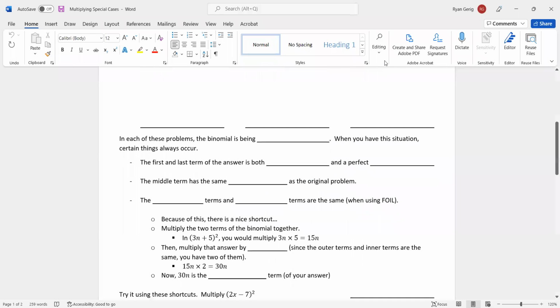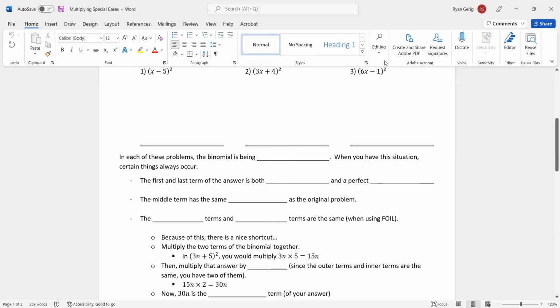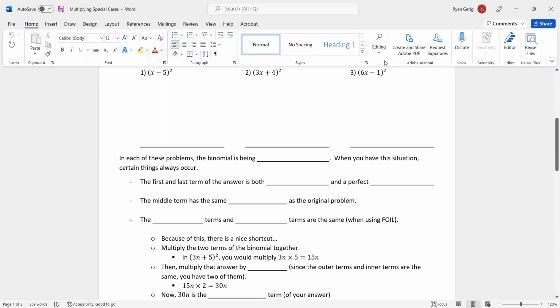Now, it says try these three. I'm going to try and make this so that everything shows up because I want to be able to refer back to these as I go through the shortcuts. So x minus 5 squared. Rewrite it: x minus 5 times x minus 5. And now I'm going to FOIL. X times x is x squared. X times negative 5, negative 5x. Negative 5 times x, negative 5x. Negative 5 times negative 5 is positive 25. Combine my like terms: negative 10x plus 25.